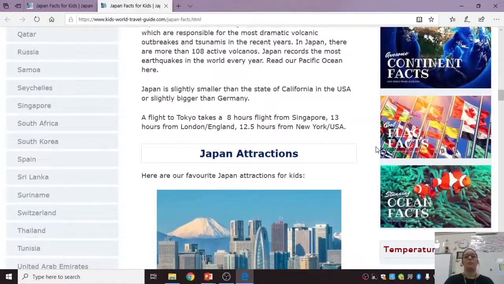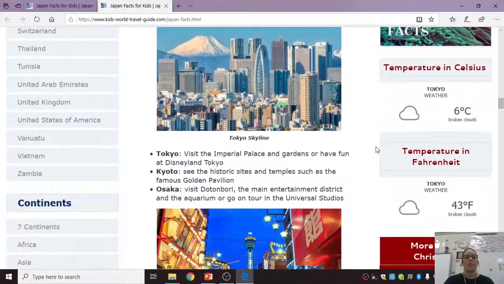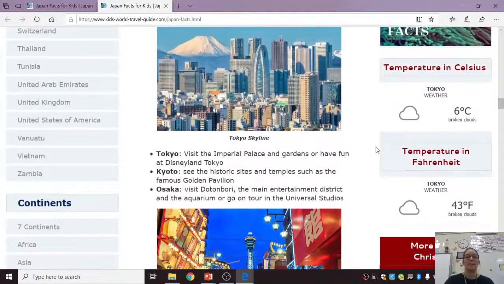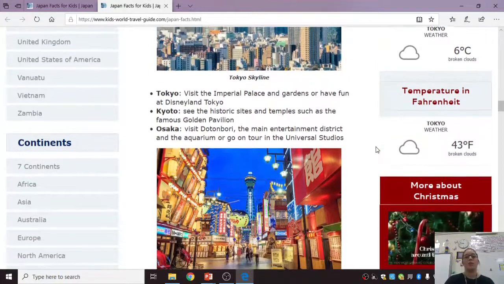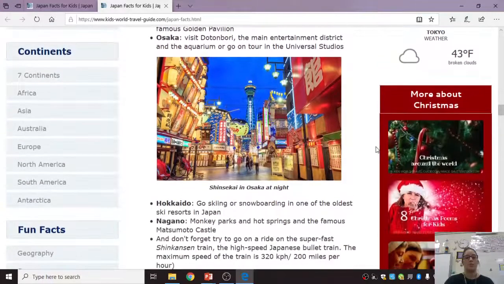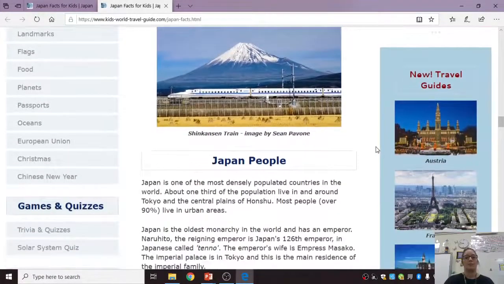A flight from London takes around 13 hours to get to Japan, Tokyo in particular. And they've got some tourist attractions and places of interest in Japan. In Tokyo you've got a Disneyland. In Kyoto you can see a lot of historic sites, such as temples and the famous Golden Pavilion. In Osaka, you've got Universal Studios, which some of you who may have been to America may know about. And then you've got lots of different places to visit on the other islands.